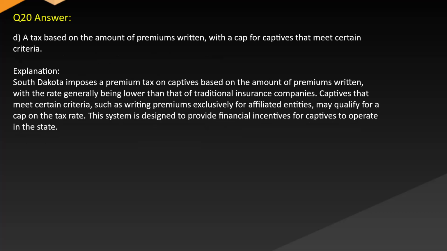Answer: D. A tax based on the amount of premiums written with a cap for captives that meet certain criteria. Explanation: South Dakota imposes a premium tax on captives based on the amount of premiums written, with the rate generally being lower than that of traditional insurance companies. Captives that meet certain criteria, such as writing premiums exclusively for affiliated entities, may qualify for a cap on the tax rate. This system is designed to provide financial incentives for captives to operate in the state.